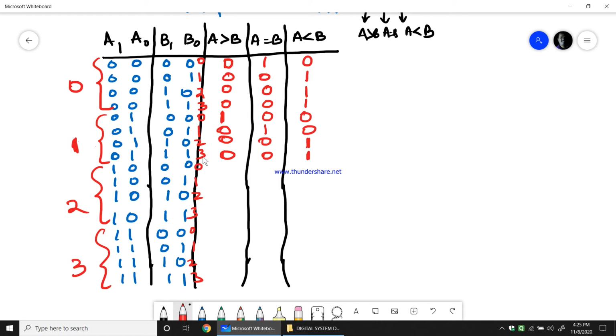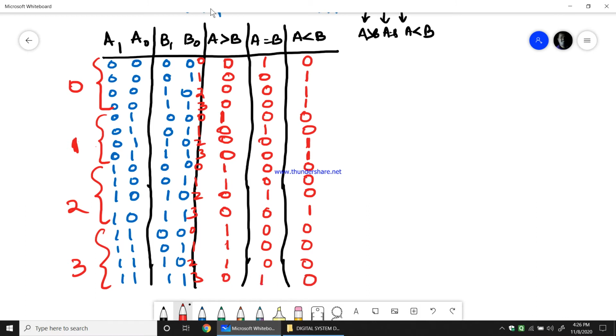Coming to 2 compared with 0 1 2 3. 2 with 0 means A is greater than B. 2 compared with 1, again A is greater than B. 2 compared with 2, A equals B. 2 compared with 3, A is less than B. 3 compared with 0, A greater than B. With 1 it is compared, so A greater than B. With 2 compared, so A greater than B. With 3 compared, so A equals B.